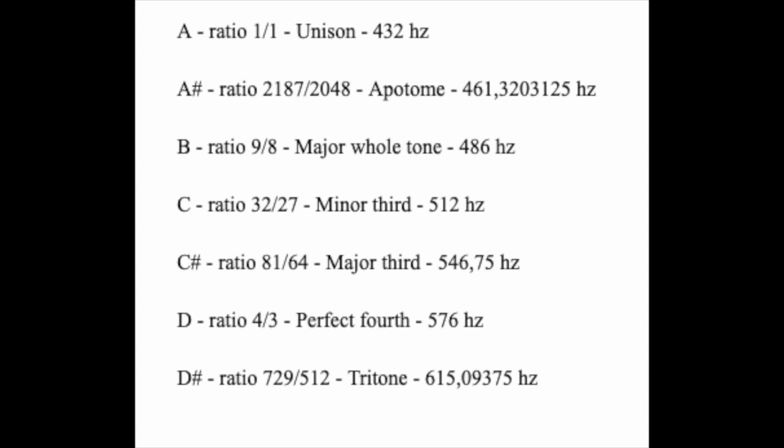D, the ratio is 4 to 3. This is the perfect fourth. And the frequency is 576 Hertz. This is an octave of 144. Next one is D sharp. The ratio is 729 to 512. This is what is called a tritone. And the frequency is 615.09375 Hertz.